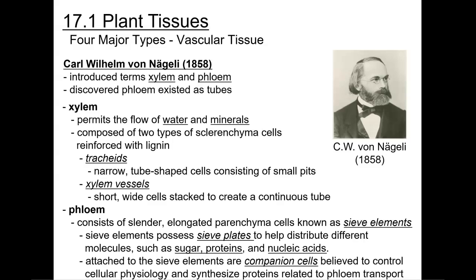Now going into phloem. Phloem is going to consist of slender, elongated parenchymal cells known as sieve elements. Sieve elements are going to possess sieve plates. That's going to help to distribute different molecules such as sugar, proteins, and nucleic acids. They're attached to the sieve element and are called companion cells. So they're believed to control cellular physiology and synthesize proteins that are going to be related to phloem transport.